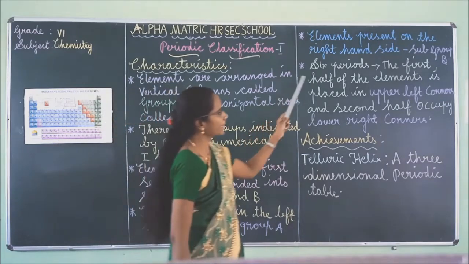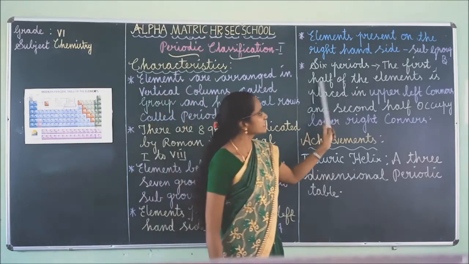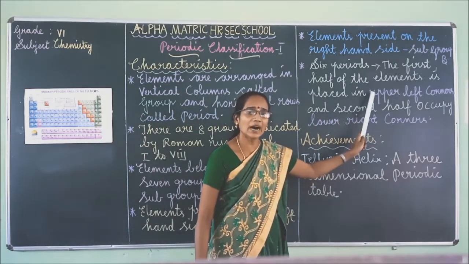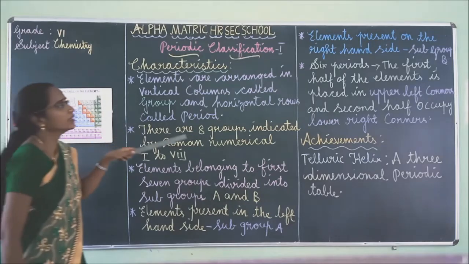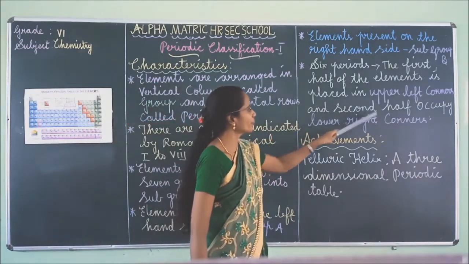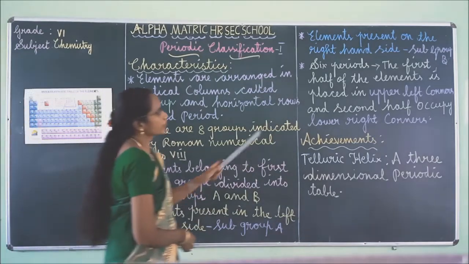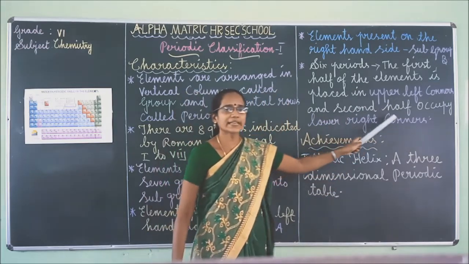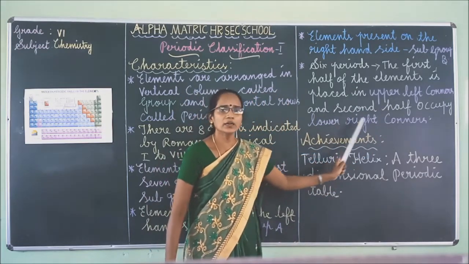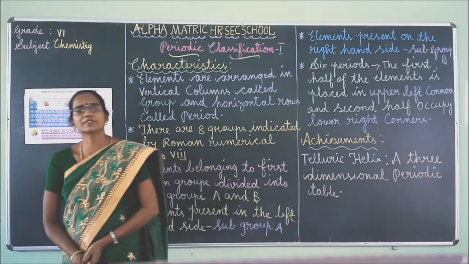And next is periods. Okay, in order to place more elements, the first half of the elements is placed in the upper left corner. On this side, the upper left corner, the first half of the elements are occupied, and the remaining second half occupy the lower right corners. So this is also a characteristic feature of Mendeleev's periodic table.